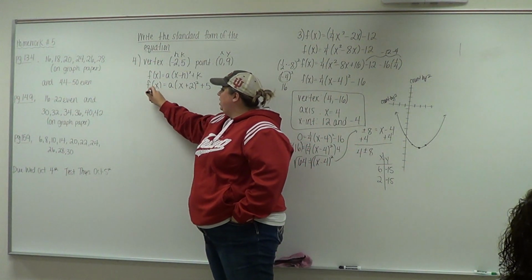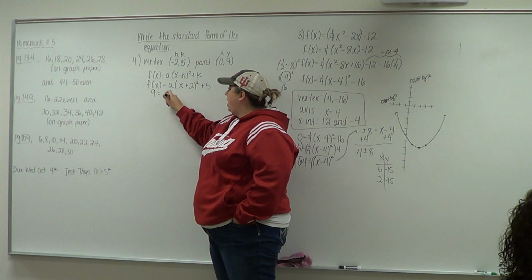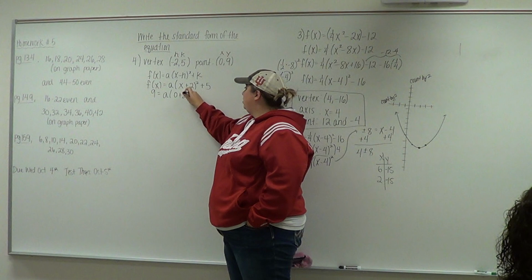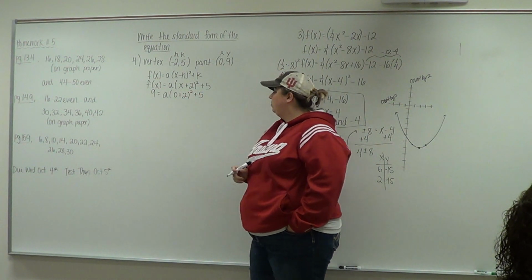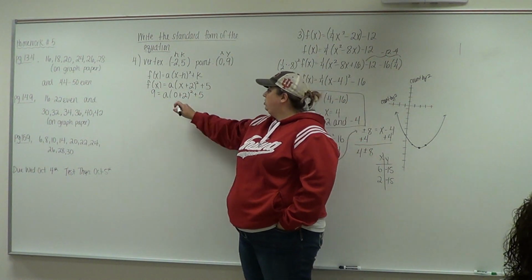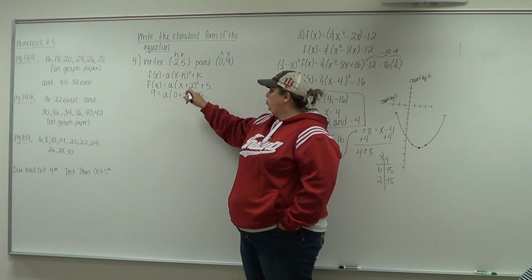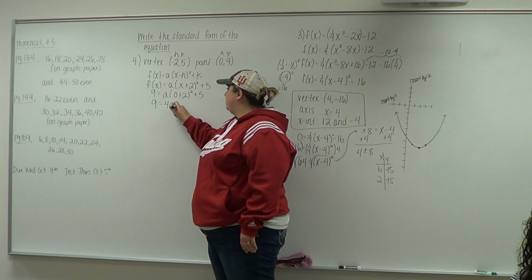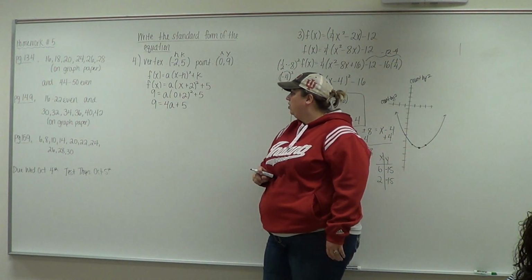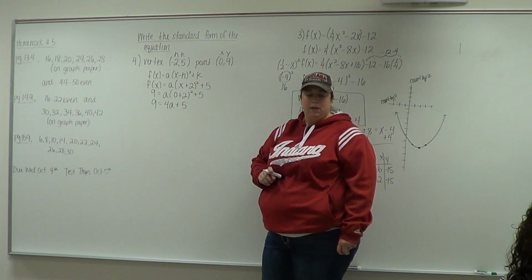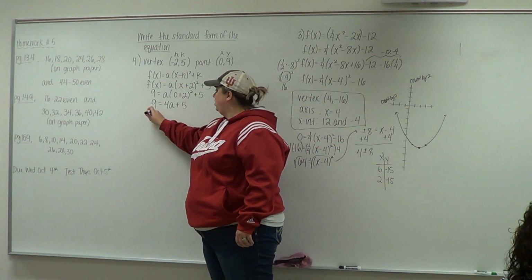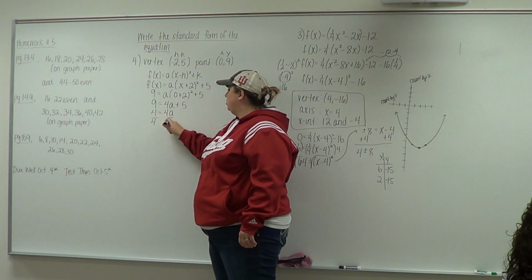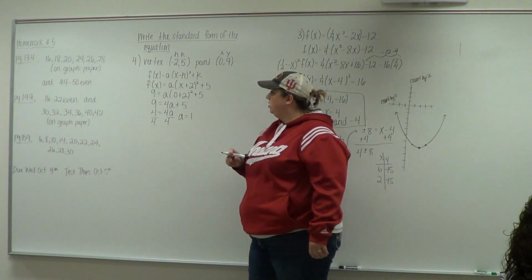So I would have 9 equals a times 0 plus 2 squared plus 5. Well, 0 plus 2 is 2. 2 squared is 4. So I have 9 equals 4a plus 5. How would I solve that for a? Subtract 5, so I have 4 equals 4a. And then I would divide by 4. So I have a equals 1.